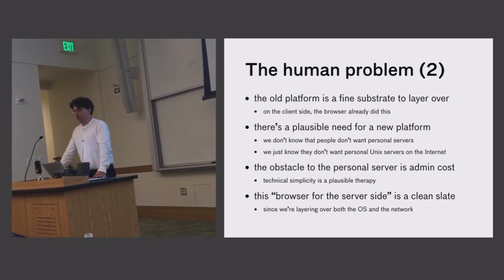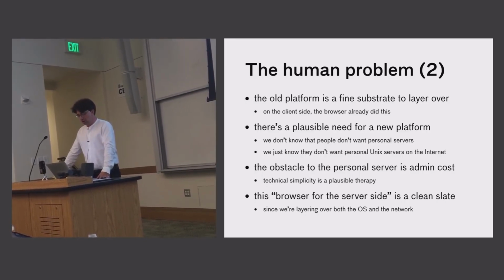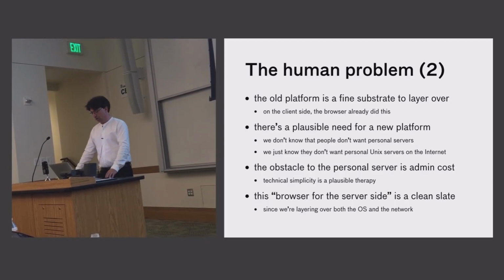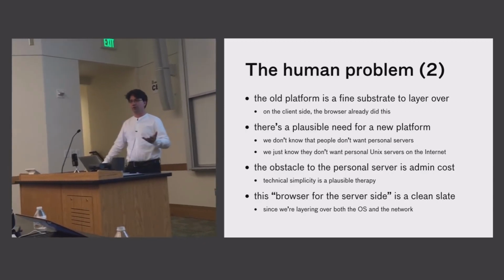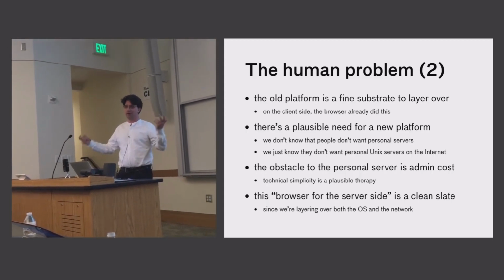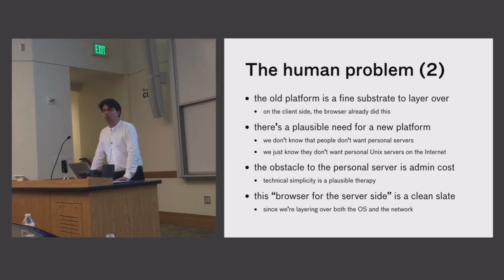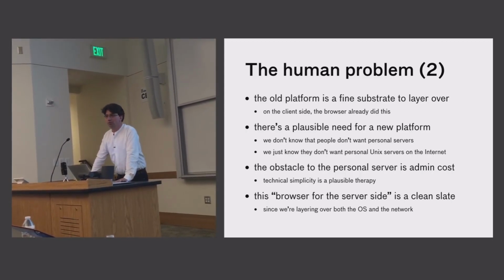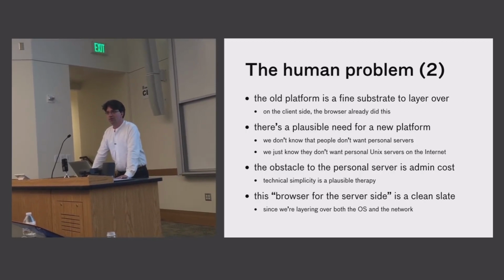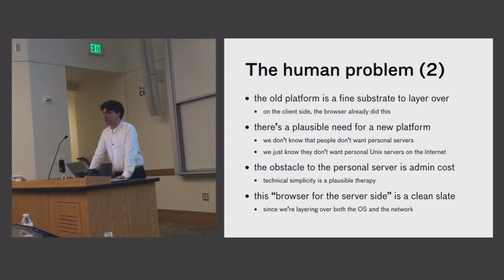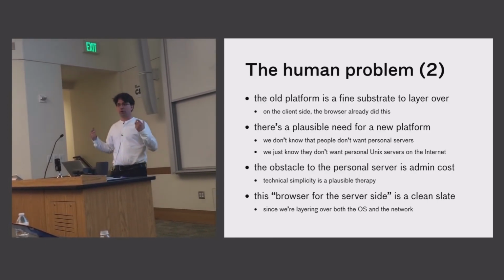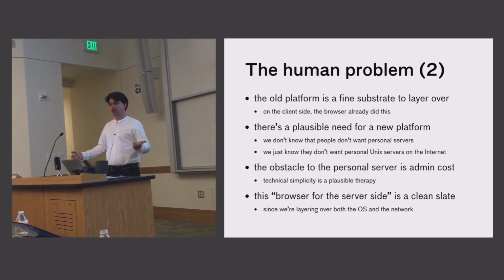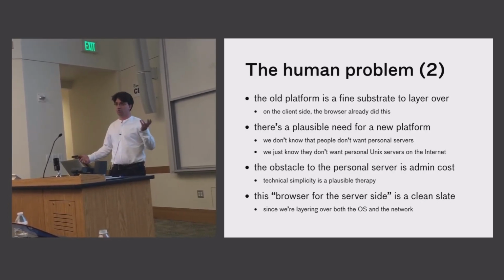If we drill down a little bit and define the need, the obstacle to the universal personal server is just administrative cost. My mother is not a Linux sysadmin. So when your problem is administrative cost, it makes sense that the solution is going to be technical simplicity, because the difficulty of administering a system tends to be roughly proportional to the number of lines of code in it. And if you haven't noticed, there's a lot of lines of code in Ubuntu.